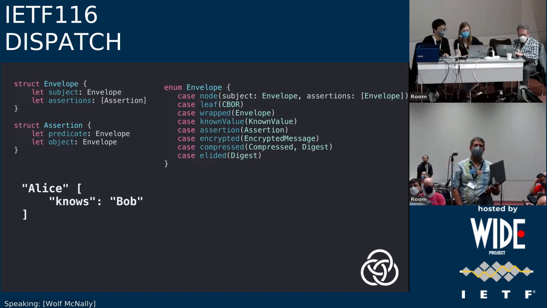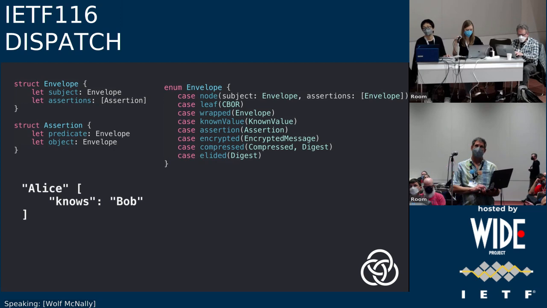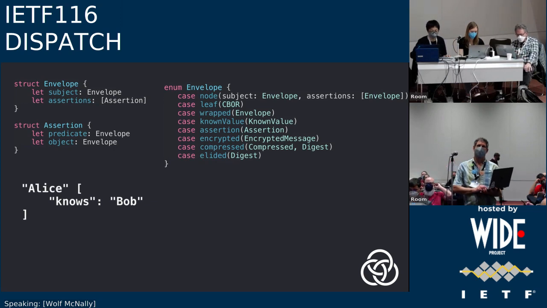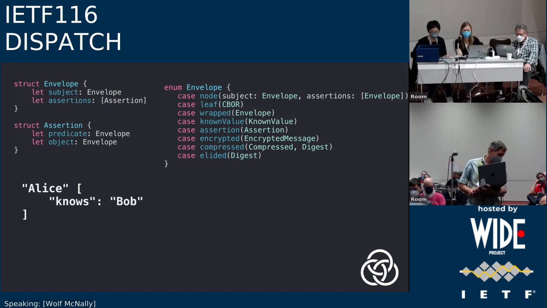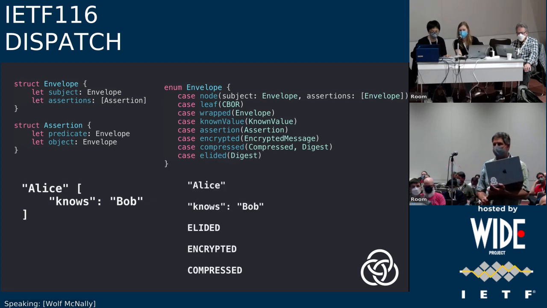The actual envelope implementation is an enumerated type. You see there on the right, there are actually 8 cases that include envelopes with sub-envelopes, CBOR encoded envelopes, which is just a leaf, envelopes that have been wrapped for purposes I'll describe later, but also things like additional assertions, encrypted, compressed, and elided. And this is one of the things that envelopes allow: holder-based elision. So if you receive an envelope as a secure document, you can elide parts of it and still preserve the Merkle tree, which basically allows you to elide parts of the envelope without invalidating the signatures.